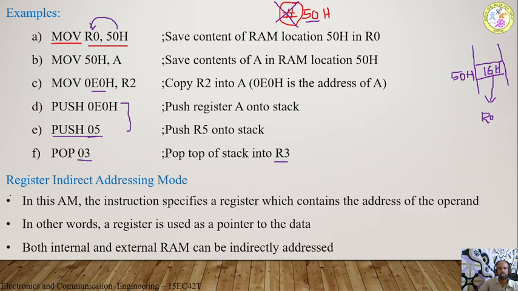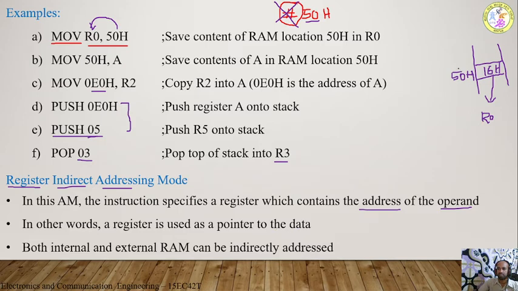And the next addressing mode is register indirect addressing mode. So here, as the name itself indicates, it means that the address is indirectly indicated with the help of the register. Now, in this addressing mode, the instruction specifies a register which contains the address of the operand. We are going to use one register where this register does not contain the data. Instead, it contains the address of the operand. In other words, a register is used as a pointer to the data.